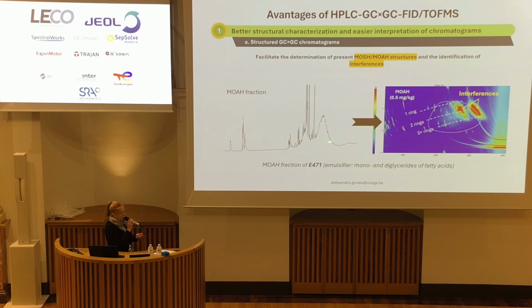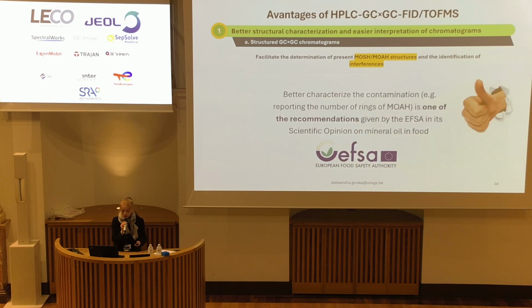And so you cannot really conclude on the presence of MOSH&MOAH just in 1D. And it's only by going to the 2D that you see that you have a cloud on the background of MOAH with interfering compounds here. And then additionally, you can conclude that you have some toxicologically potent compound, so MOAH with 3 and more rings. So this is great because to better characterize the contamination is one of the requirements and the recommendation given by the EFSA in its latest scientific opinion on MOSH&MOAH.